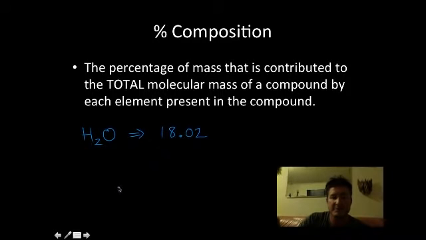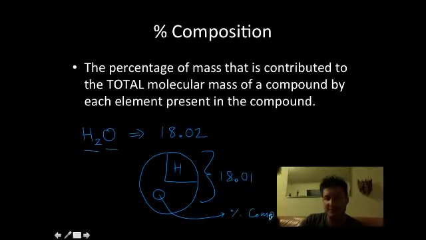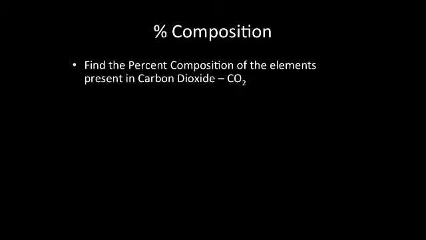18.02. Now, if this pie chart represented the total mass, 18.02, a certain percentage of that mass would be contributed by hydrogen, and a certain percentage of that mass would be contributed by oxygen. And we would say that that is a percent composition. And these are pretty easy to calculate, so I'm just going to move along and show you guys how to do it.